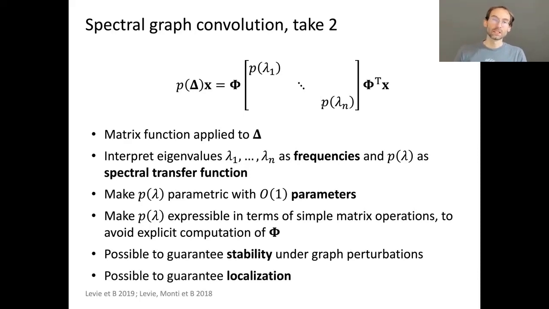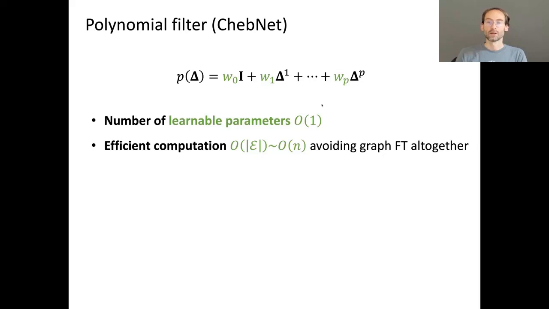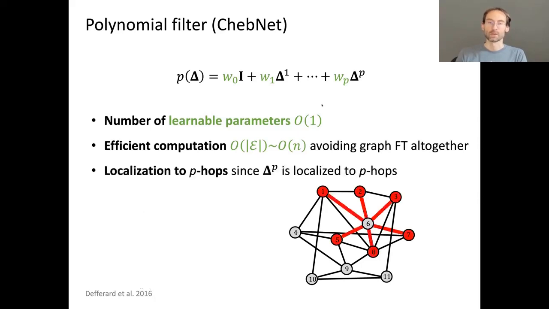So the simplest choice of such a function is a polynomial. And here we have a fixed number of parameters, which are the coefficients of this polynomial. When we apply it to the Laplacian, basically we just take the p powers of the Laplacian. And because the Laplacian is usually sparse, it is roughly order of n, right? Or more correctly, order of the number of edges in the graph. So you can see basically how these matrices look like. It looks like it is sparse.